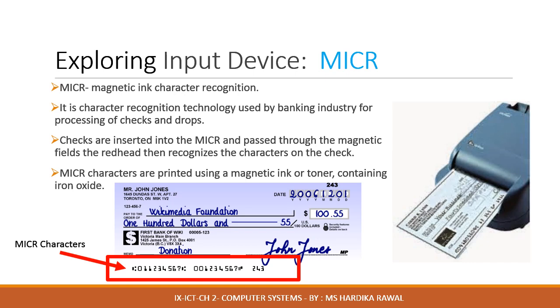MICR characters are printed using a magnetic ink or a toner which contains iron oxide. Magnetic printing is used so that the characters can be accurately read into a system. As you are able to see an example on the screen for special MICR fonts, you may have already seen this number on a check. These fonts are written with the magnetic ink which contains iron oxide, which will be read by the MICR machine.